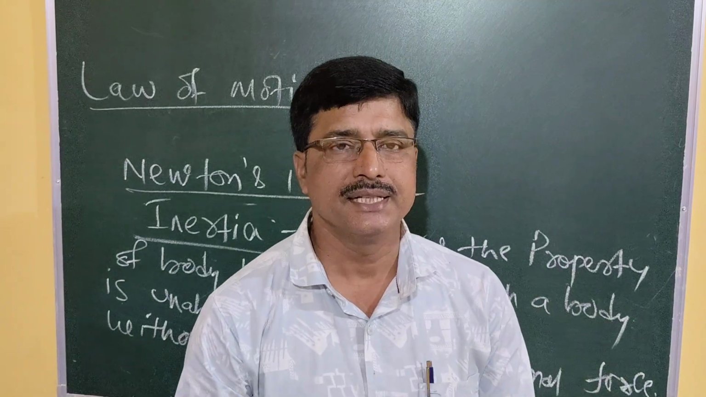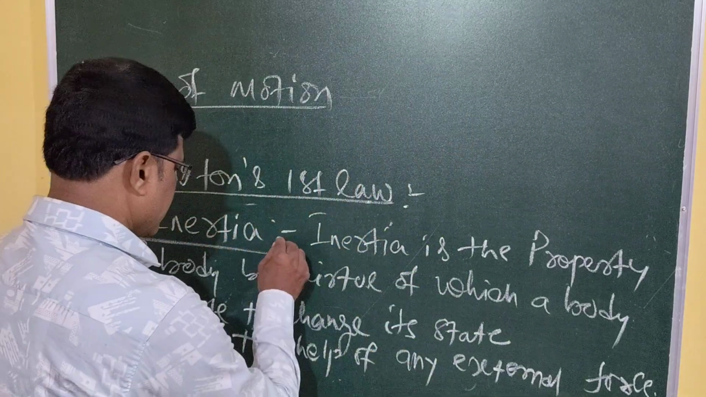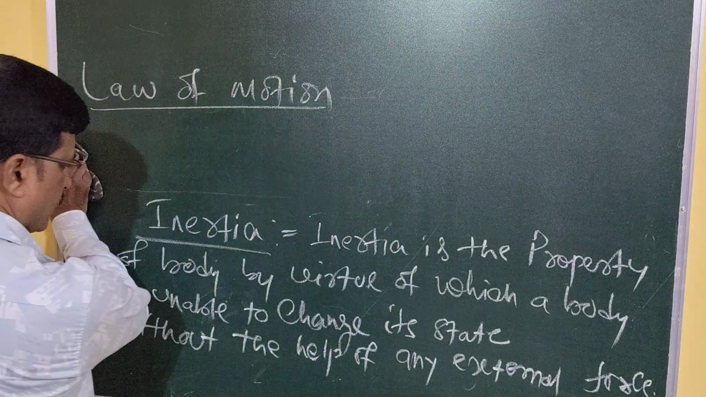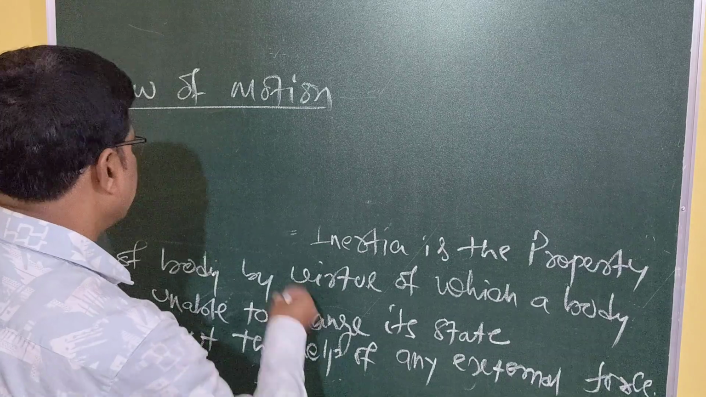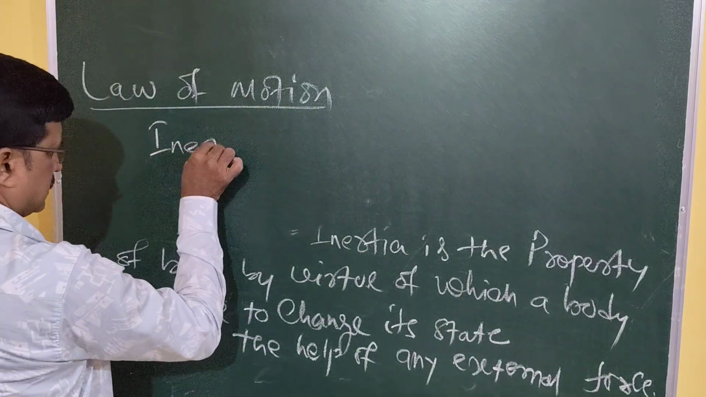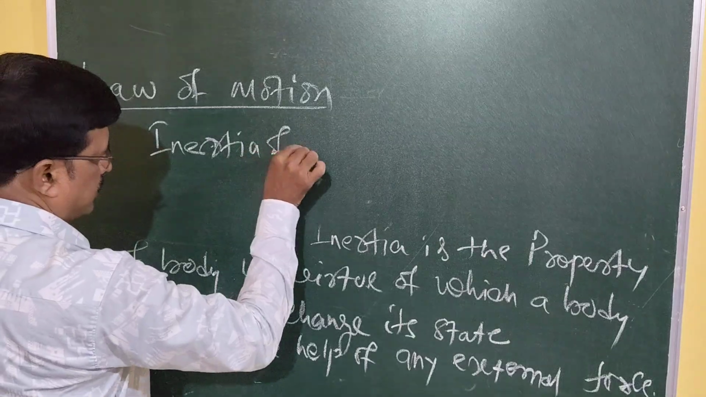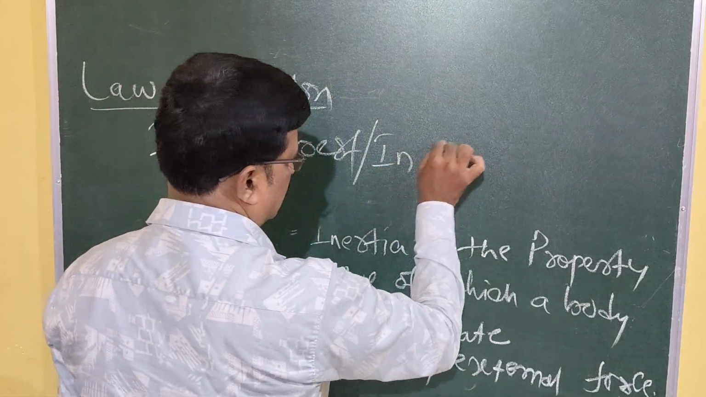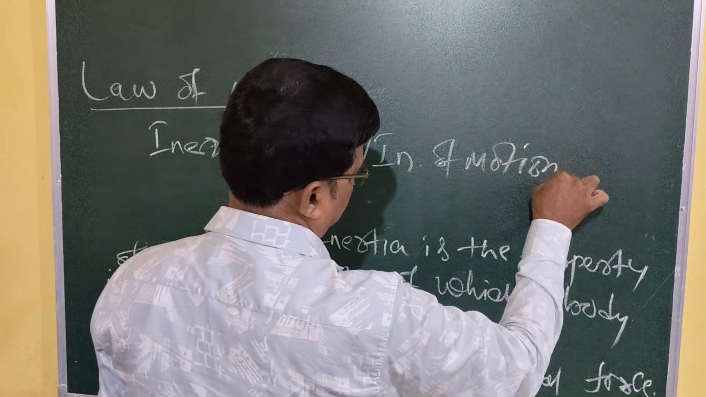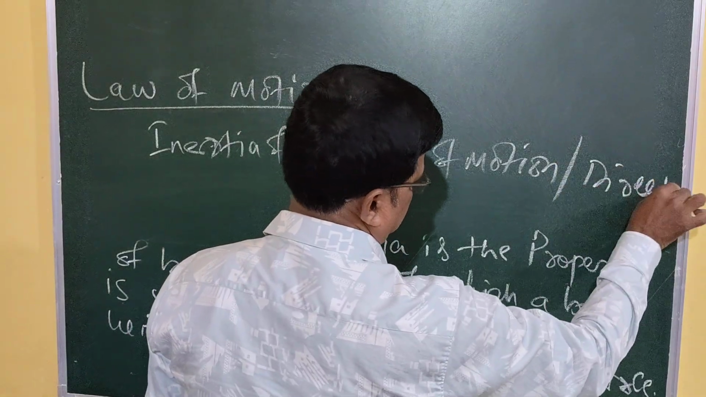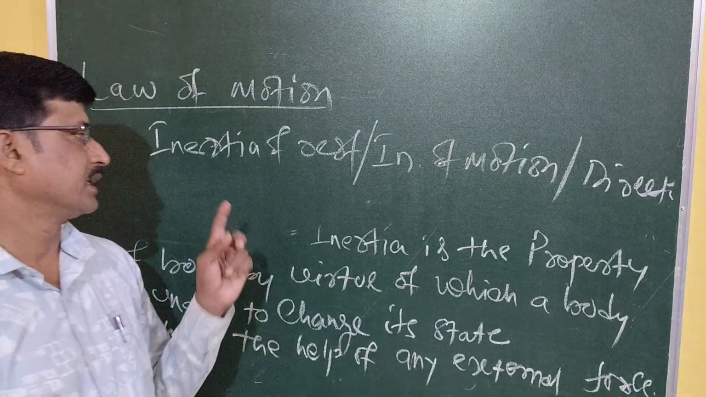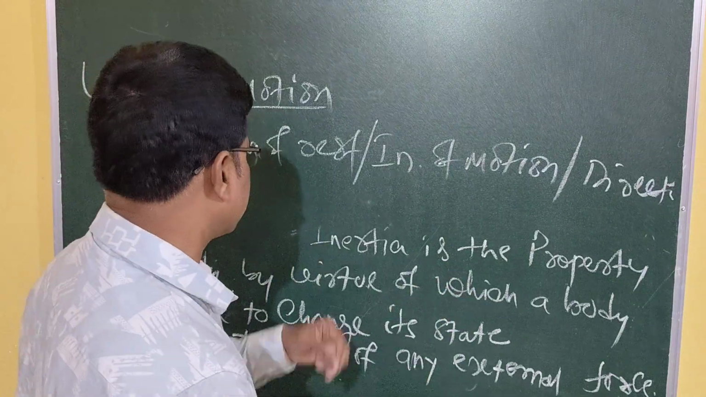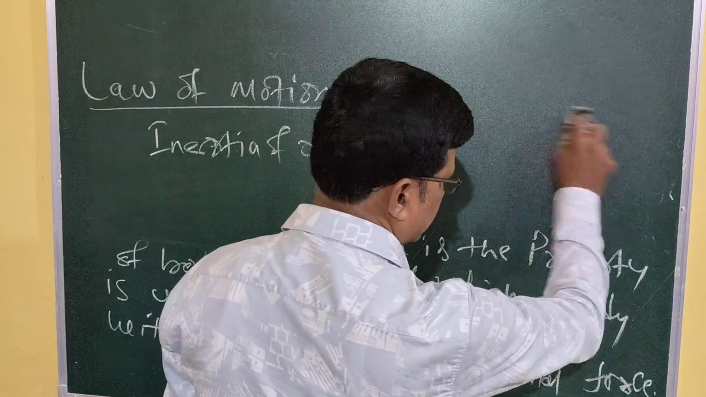If we apply some force on a body, then only its position, its motion, its other situation can change. According to this, inertia is divided into three types: inertia of rest, inertia of motion, and inertia of direction. Now I am taking the inertia of rest.